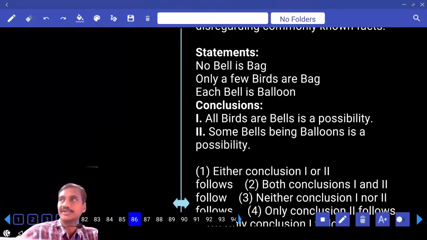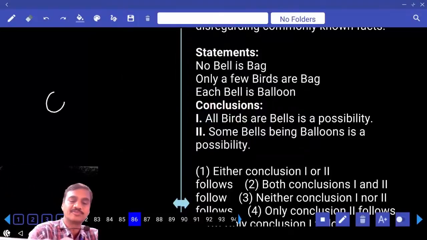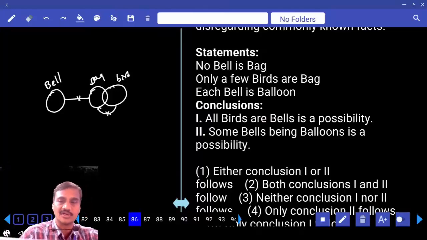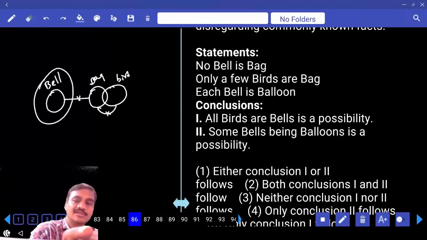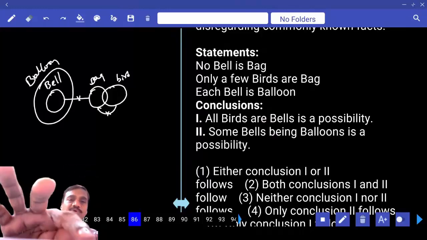Now in this question number 86, no bell is bag. How to represent this? No bell is bag, no intersection between bell and bag. At the same time, only a few birds are bags. Only some birds are bags but not all. Each bell is a balloon. Each and every bell is a balloon. Clear? Then the first one, all birds are bells, is a possibility.